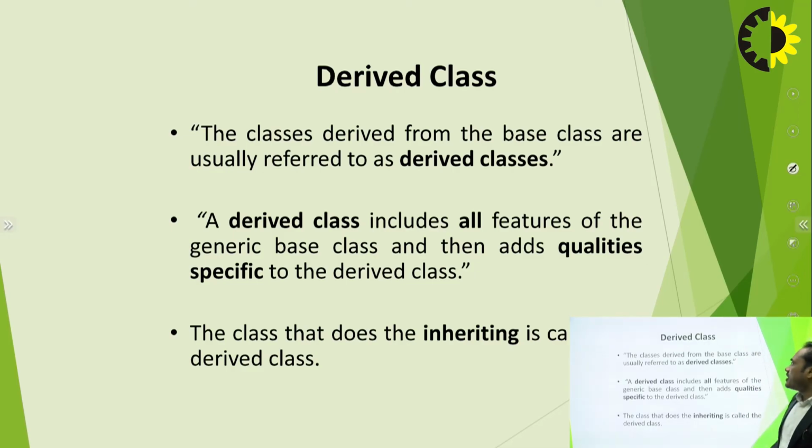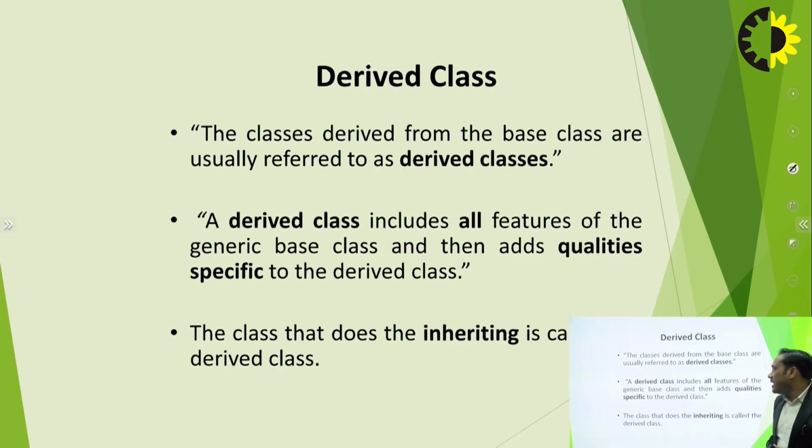So what is the derived class? Basically, a class derived from the base class is called the derived class. A derived class is a type of class which can be derived from the base class. The base class is the main class, and the derived class is the subclass of the main class, where it can inherit the properties of the base class.